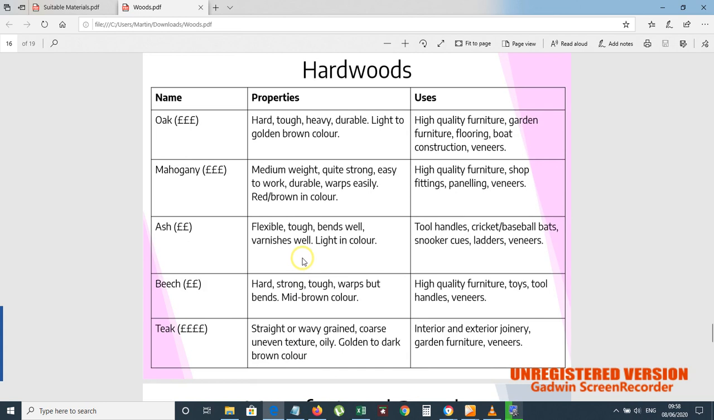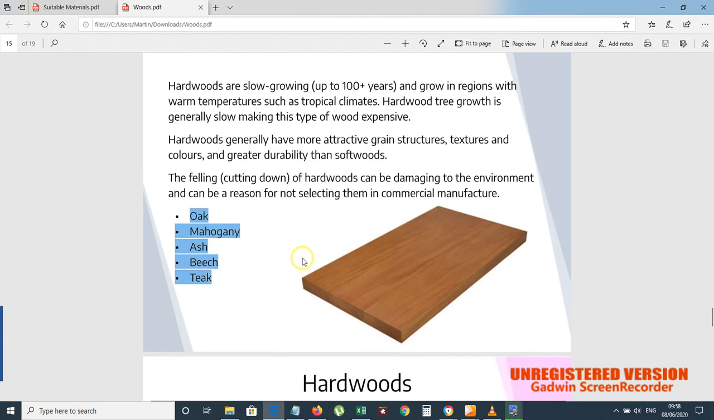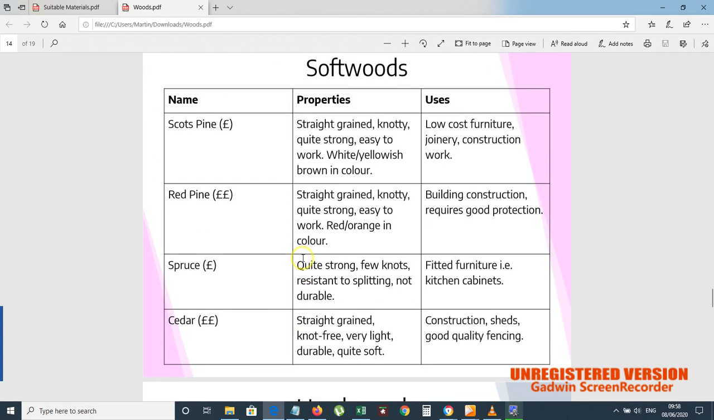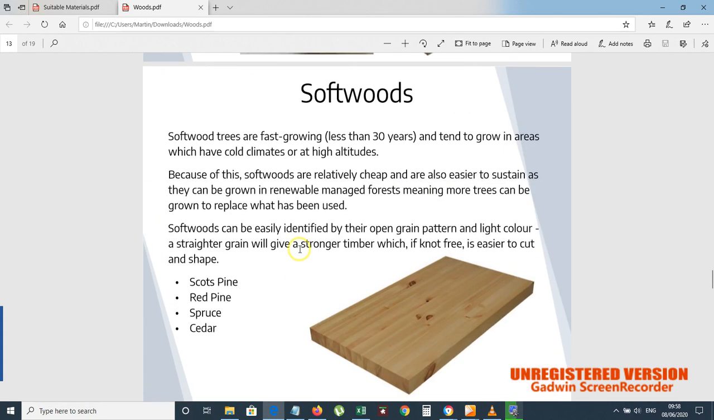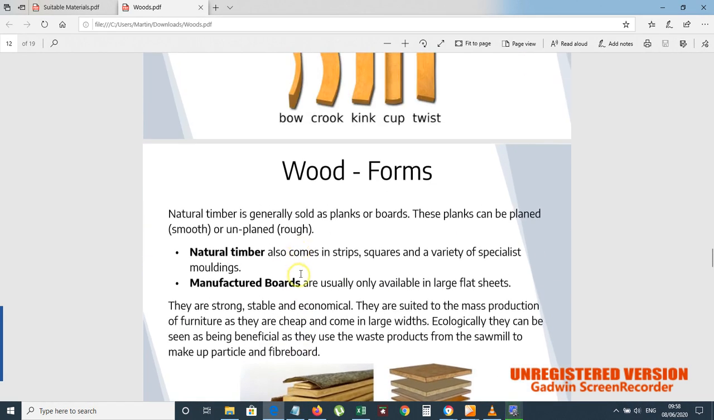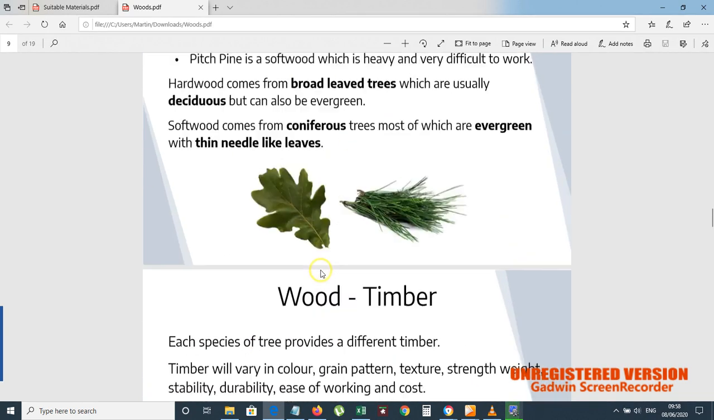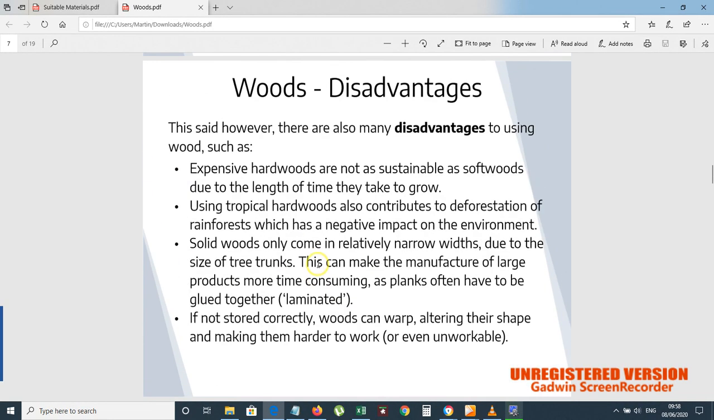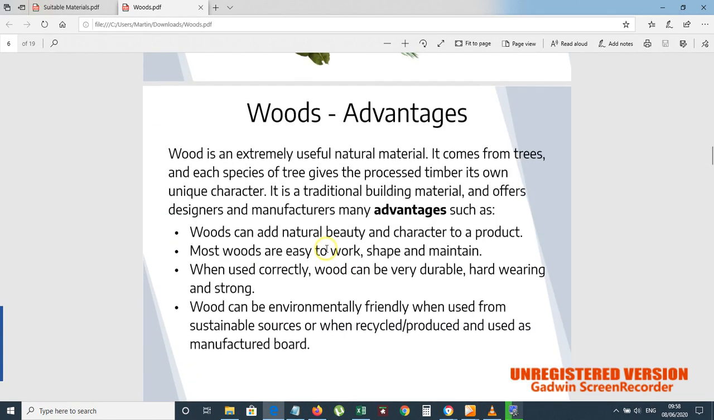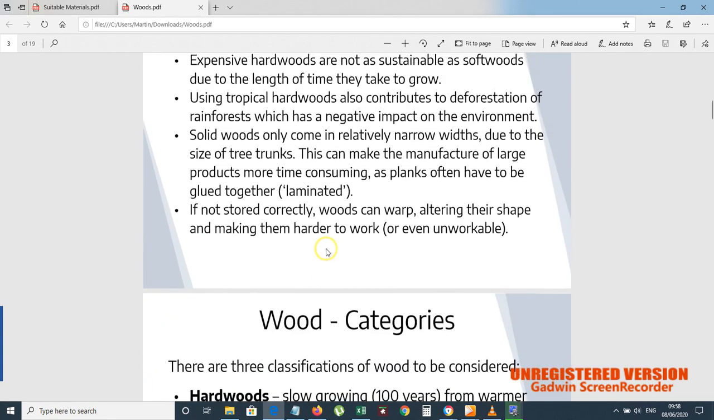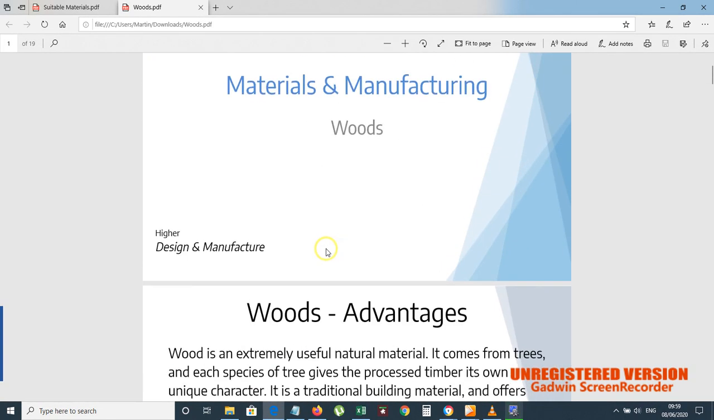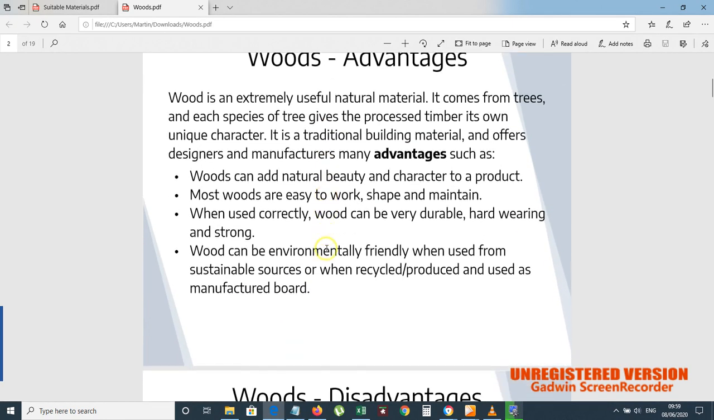So these are two tables I want you to look at: hardwoods and softwoods, and I'm going to ask you some questions on them. I'm going to ask you some questions about forms possibly, about what happens with the wood, and about advantages and disadvantages. That'll come as a little Google form quiz, so I'm not going to make it lots of long answers, it's just going to be multiple choice, and we'll get you doing some of this stuff here.